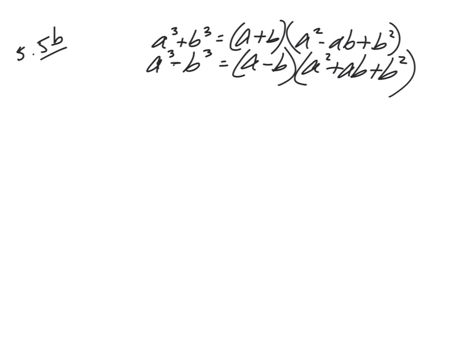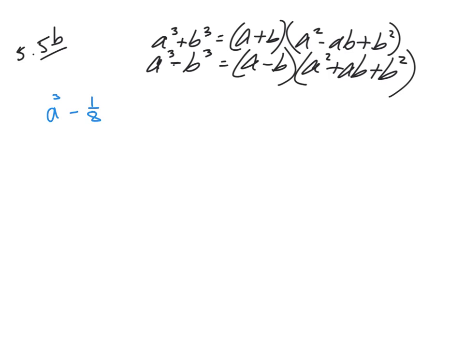Okay, this is 5.5b, elementary algebra, still working on the sum and differences of two cubes. So I put both formulas up there, and let's jump to example 6, where we have a cubed minus 1 over 8.